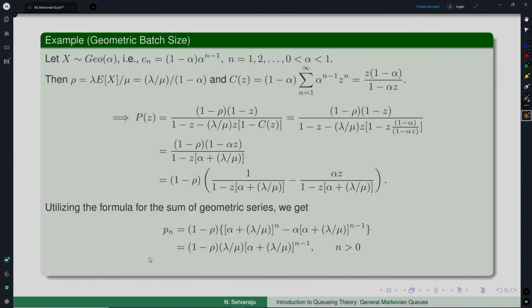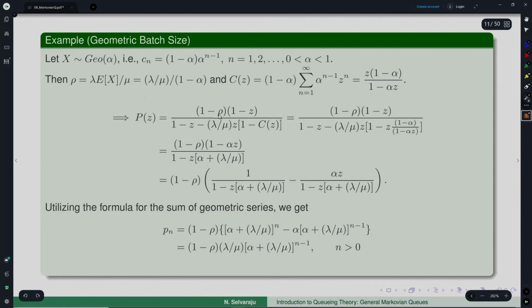Another example could be a geometric batch size, really a random size that you have here. So, we have geometric with parameter alpha, which has this form of the PMF, sorry, it is discrete. So, my rho is lambda times the expectation of x, and the expectation of x is 1 by 1 minus alpha in this particular case. Then the C of Z, which is basically this quantity, is what is the input to the model.